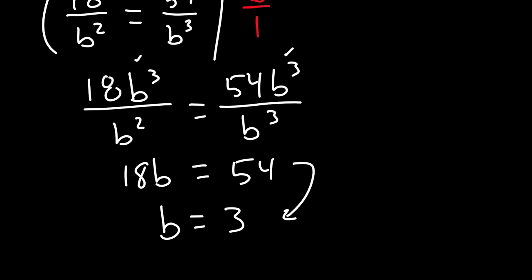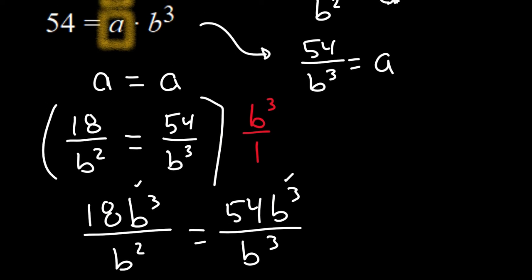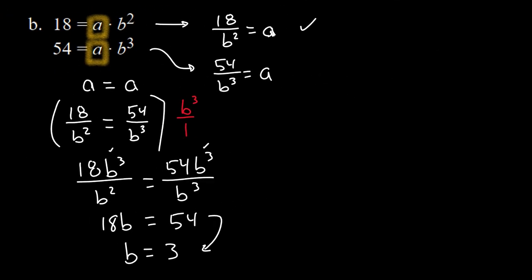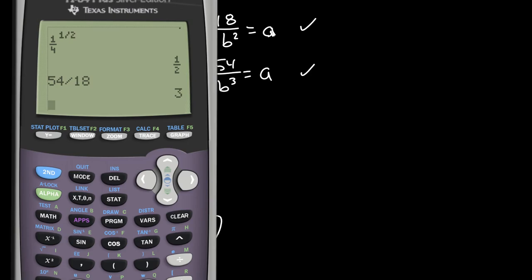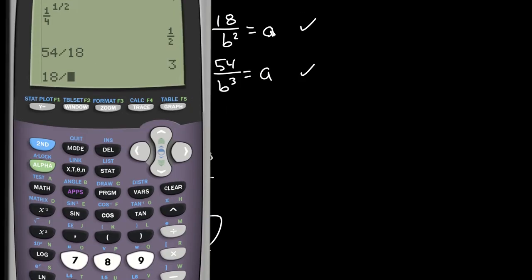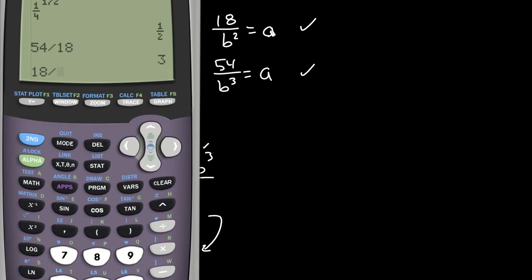So b is 3. Now that I know b is 3, there's two different ways for me to figure out what a is, right? Either this equation or this equation, both work. So actually I'll just grab the calculator here. I'll go 18, look at that, Mr. Roberts, 54 divided by 18 is 3. 18 divided by, let's see, what did I say? I said b was 3. Oh, it's right there in front of me. So divided by 3 squared is 9. 3 squared is 9. So oh, geez. Did I really just do that to get that a was 2?